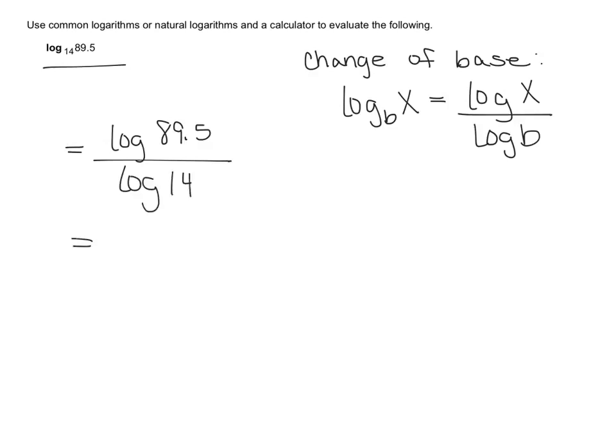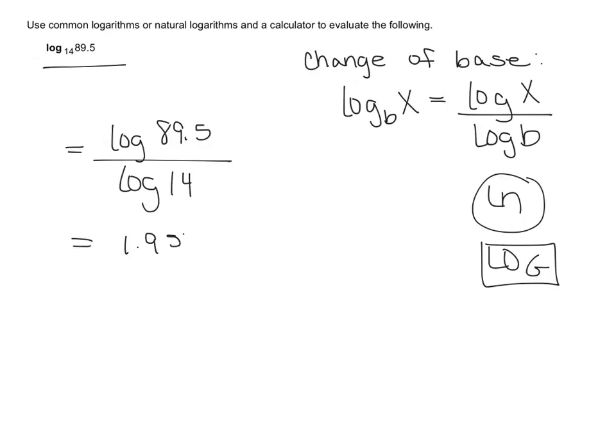Now you can also use ln, or the natural logarithm. You'll see a LOG and an LN button on your calculator. To evaluate these, I'm going to use the LOG button on my calculator. So I'll type in LOG and then 89.5 and then the equal sign. When I do that, I get a decimal of 1.951823035. And you want to keep the entire decimal that you see on your calculator. This will prevent rounding error.